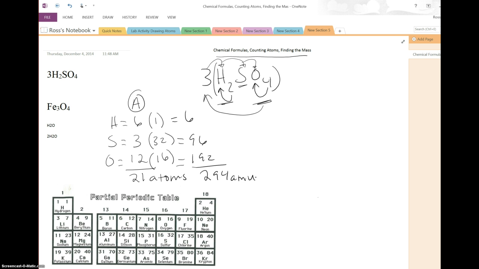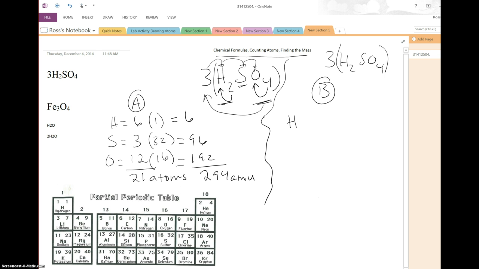Okay. The other way to do it is option B. You say, okay, we've got 3H2SO4. I'm going to rewrite it so that it's a little bit neater. Let's just solve for what's in the parentheses. So hydrogen, we've got 2 of them. Sulfur, we've got 1 of them. Oxygen, we've got 4 of them. Right? We can total that out to find out how many atoms in just one. That'll be 4, 5, 7. And if we want to find total, we can now multiply it by 3, and that equals 21 atoms.